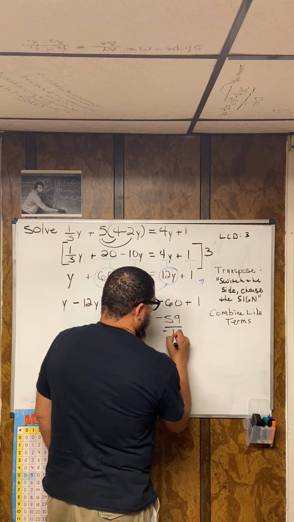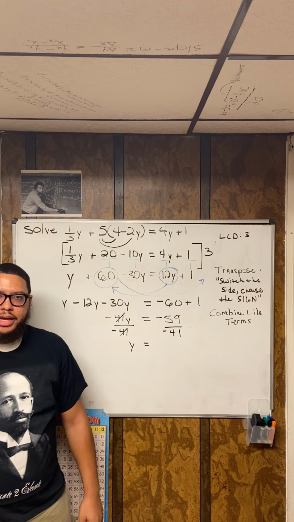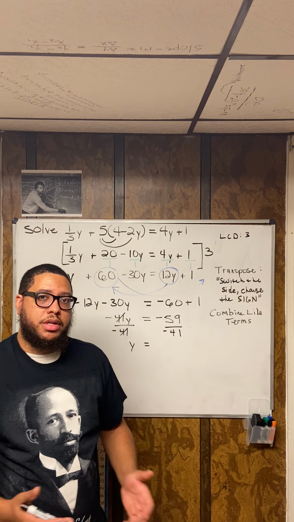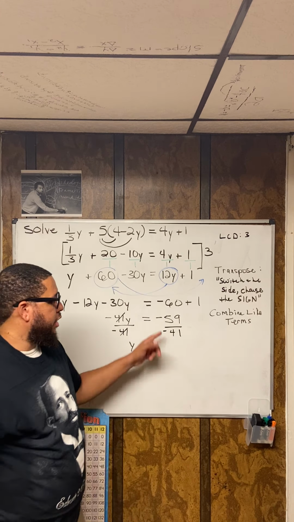Now, this is an ugly fraction. There's no way around it. It's just ugly. Like, you can't reduce this. Negative 59 over negative 41. But what you can do is get rid of the negative signs, because a negative divided by a negative yields you a positive. So now we got 59 over 41.